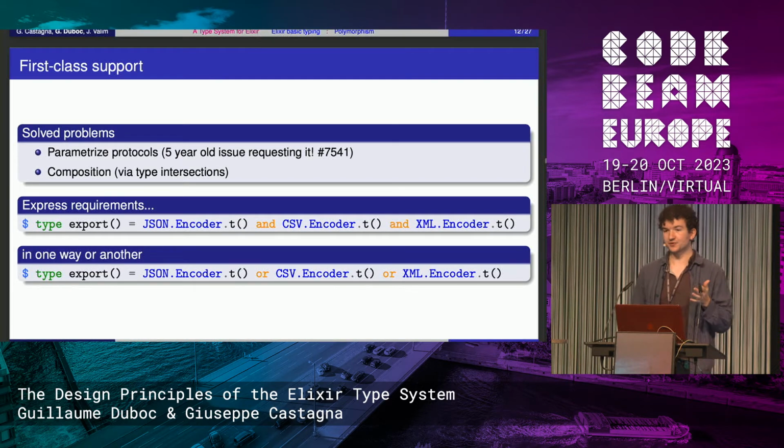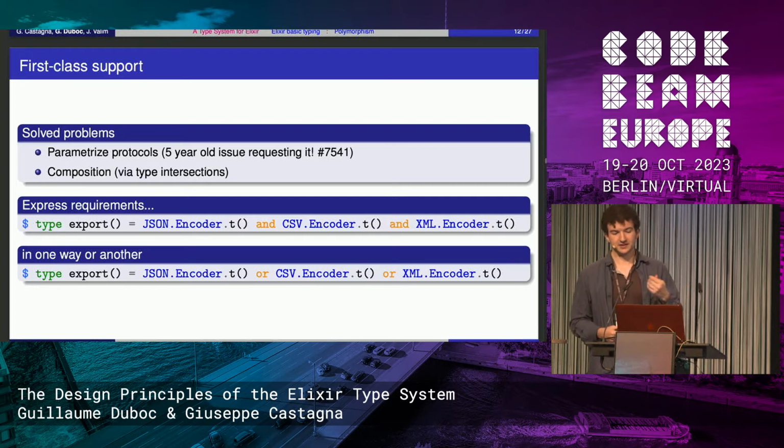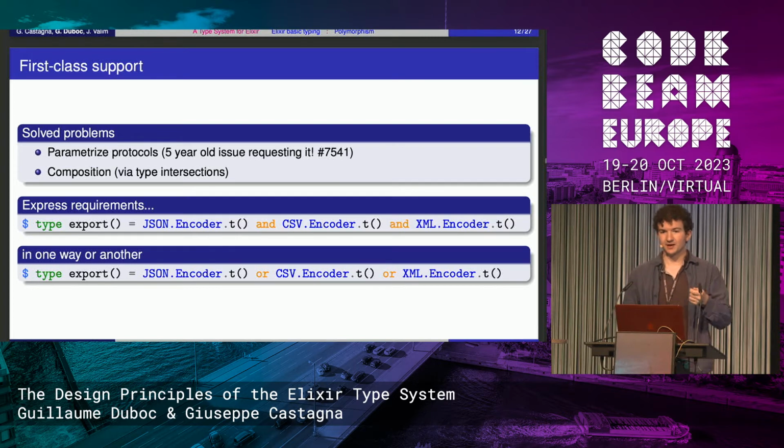If you want the data to implement just one of them, you can use a union. This means that your value is going to be in one of those types.